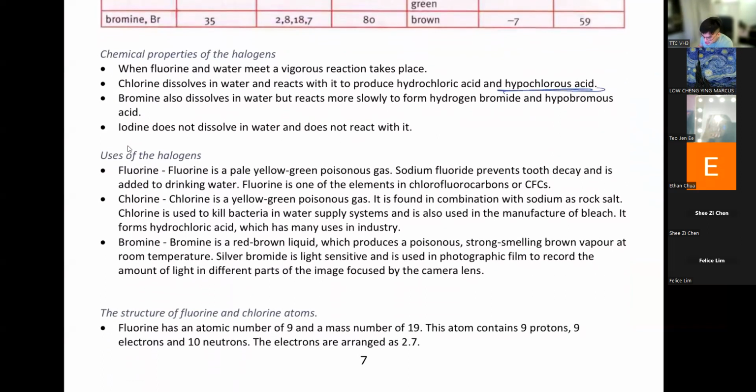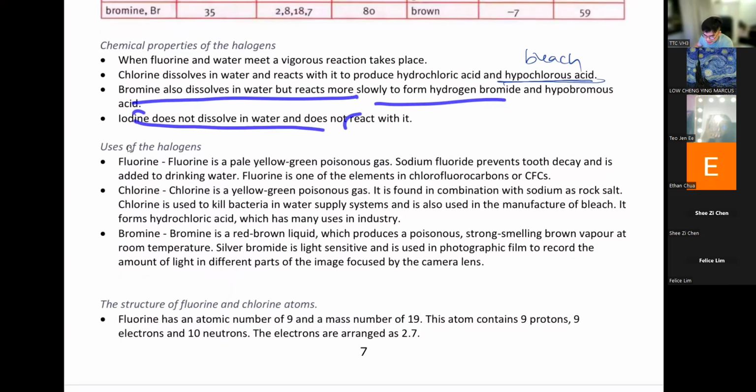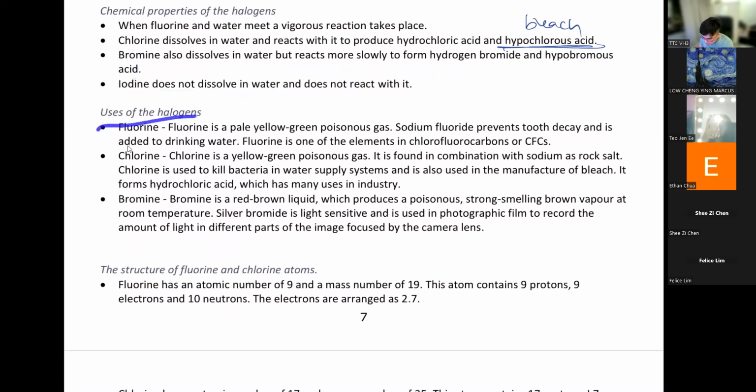Chlorine dissolved in water to form hypochlorous acid. You know what is this? This is bleach. Guys, 15% of bleach can kill you just by drinking it. Okay, so you want to kill yourself, drink bleach. All right. Bromine also dissolves in water, also very vigorous. Iodine also freaking crazy.